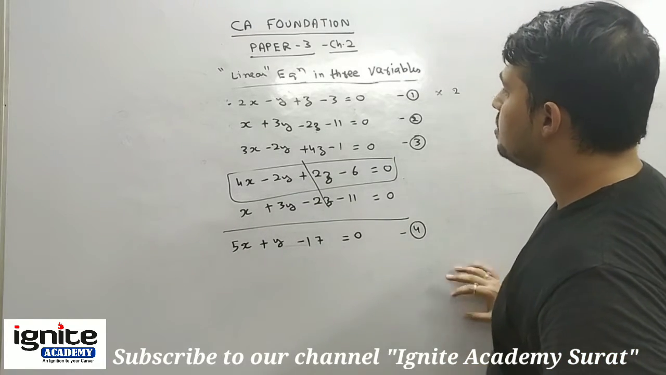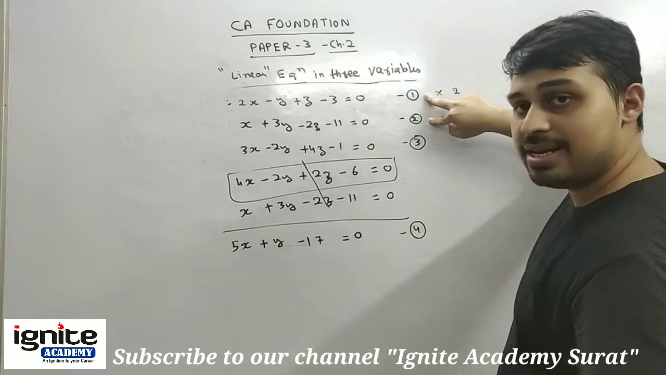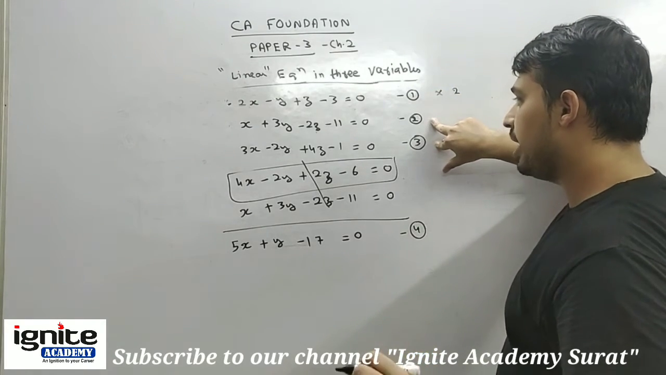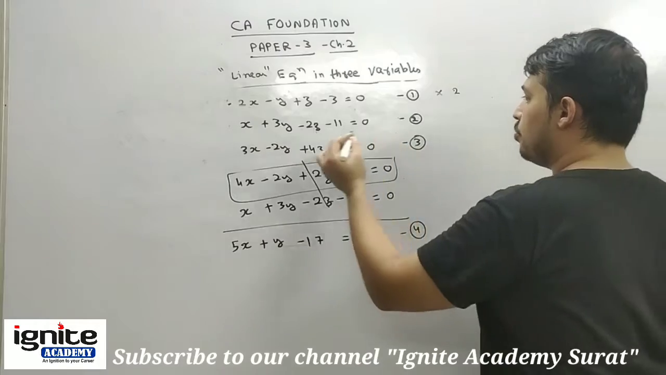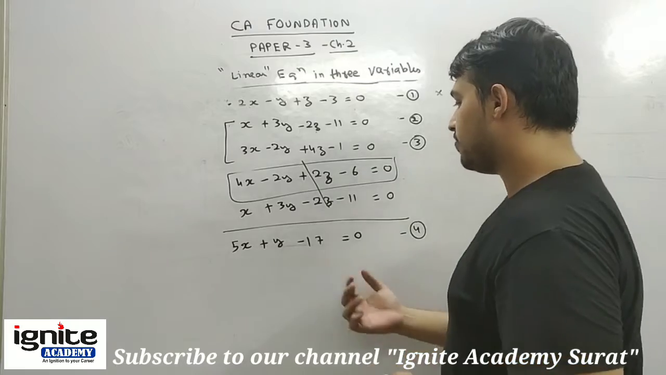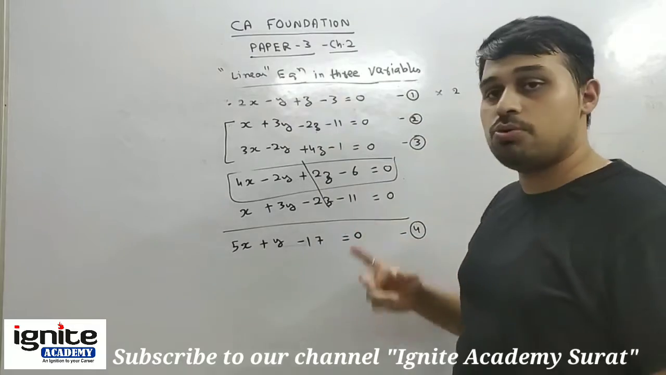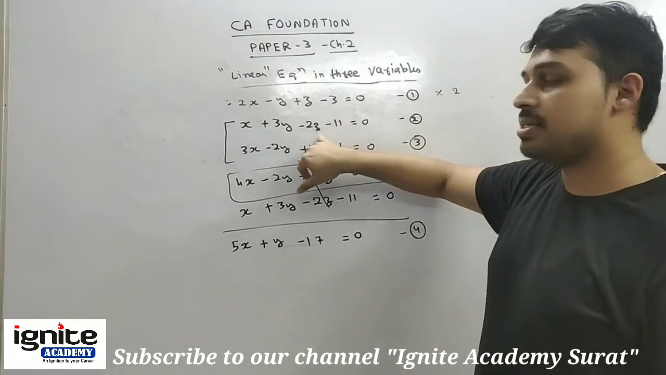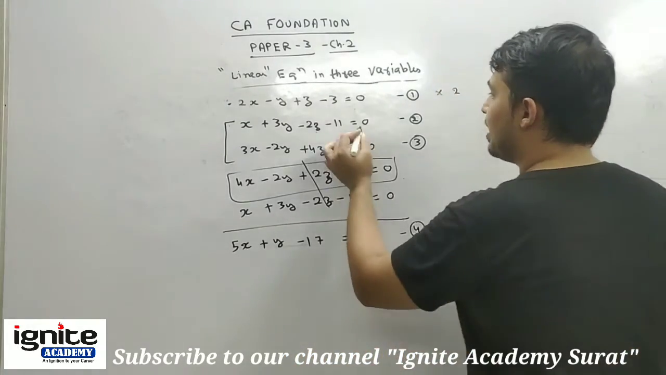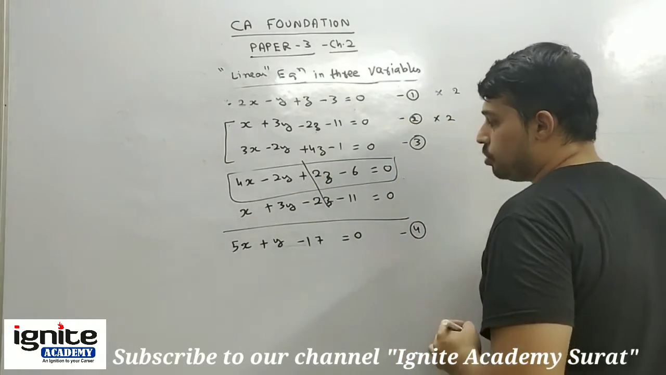What next? We will again select any two equations. We have already selected 1 and 2, so now we should target 1 and 3 or 2 and 3. Let us select 2 and 3. Again eliminating the same variable as we did previously. If you eliminated z in the first two equations, you have to compulsorily eliminate the same variable z here, otherwise you won't be able to solve the equations any further. So we are targeting variable z. Now this time we have to multiply this equation by 2. So what do we get?